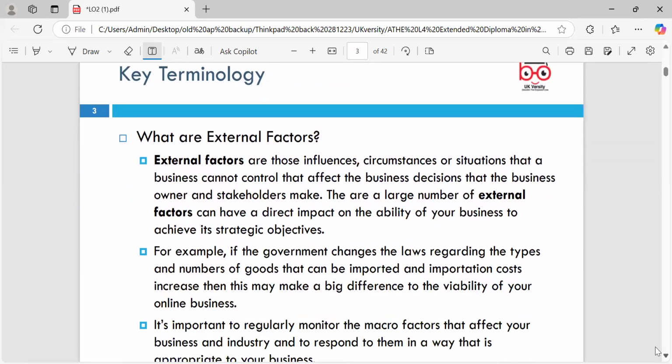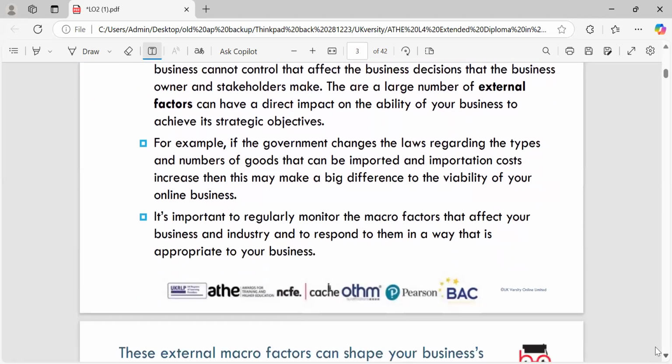When we look at the key terminology, what are the external factors? External factors are those influences and circumstances, the situations that the business cannot control, which affect business decisions. A large number of external factors have a direct impact on the ability of your business to achieve its desired objectives as an organization. We have to look around the laws regarding the type of business goods that can be imported, importation costs and various others, so we have to look at these factors closely.